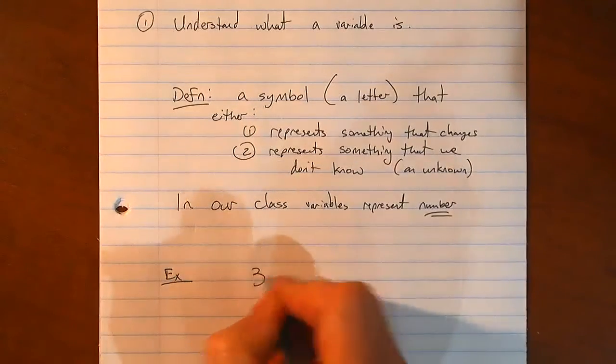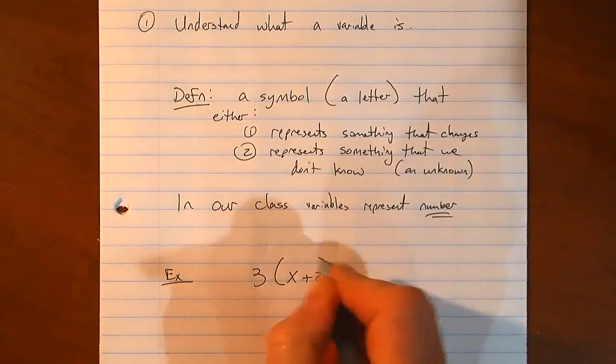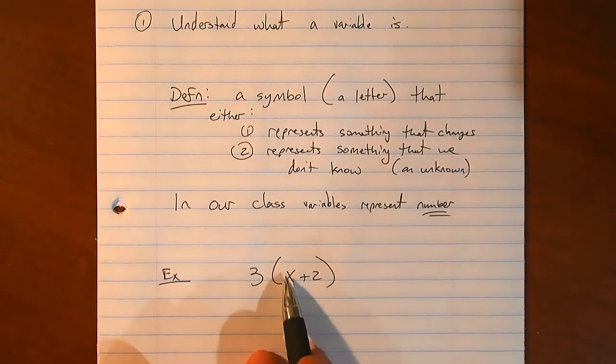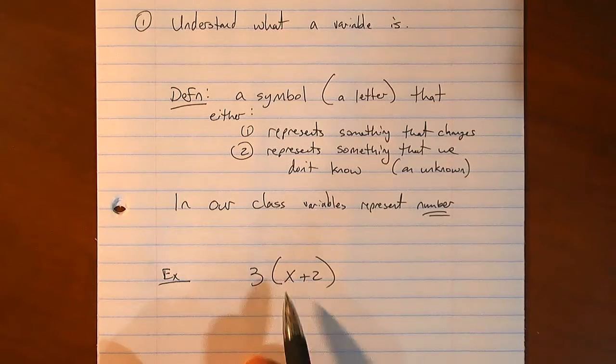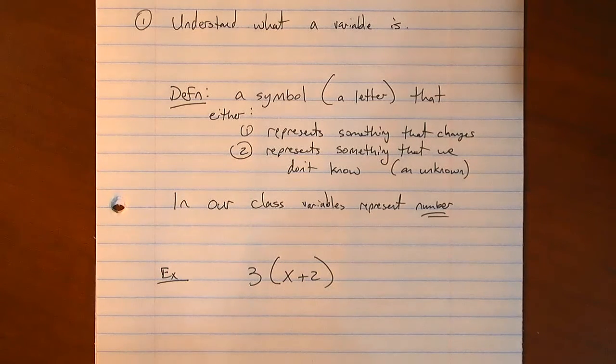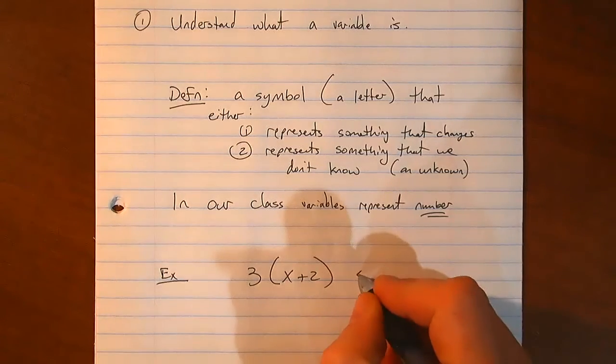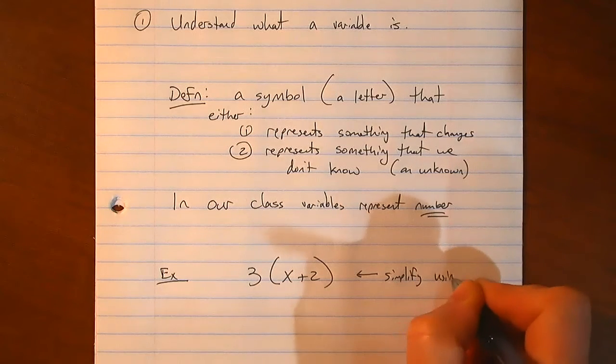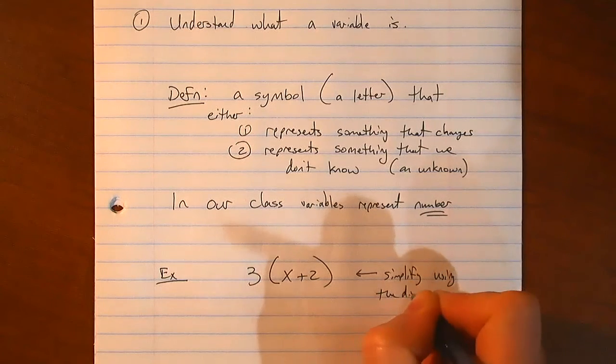if I have 3 times x plus 2, this is a situation where I have something that's either allowed to change or it's just simply something that I don't know what it is. Now, in this particular case, we have no context, so we're not sure which one of those things it is, but it doesn't matter. What we're going to do is we're going to take that expression and simplify it using the distributive property.